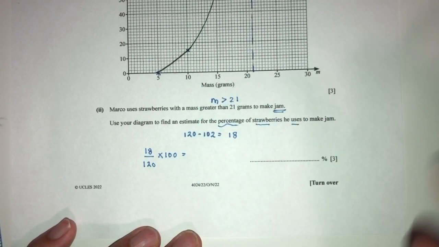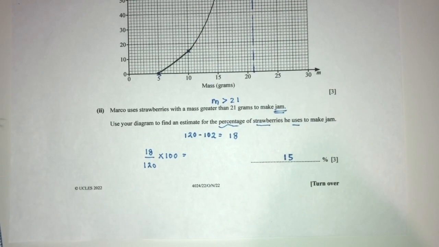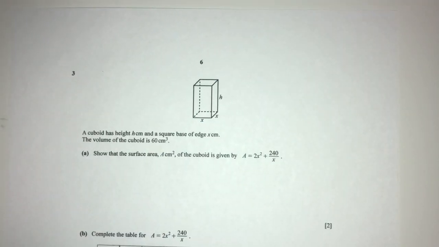That will be 15. So 15% will be your answer for part 2 of your question. And that is your question number 2. So let's move on to question number 3.